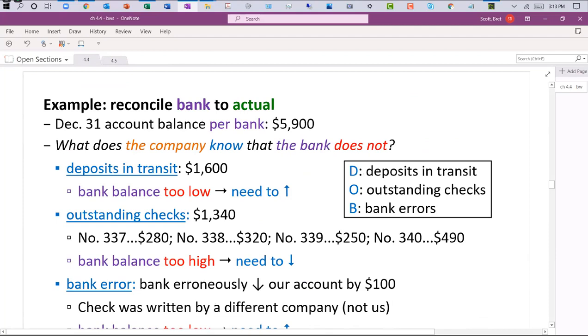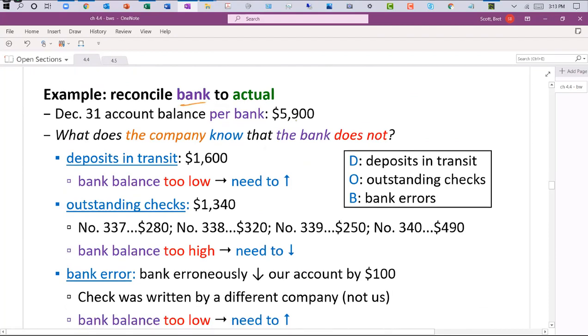So as an example, on the left-hand side, we're adjusting bank to the adjusted or the actual. Assume that we're given information about the bank statement balance. This is what they say we have at the end of the year or the end of the month. Telling us we have 5,900. Okay. What do we know and have recorded that the bank does not know and has not recorded? Let's compare the bank statement with our T account to see payments we made that the bank doesn't know about. Let's look at deposits that we've recorded that the bank doesn't know about yet.